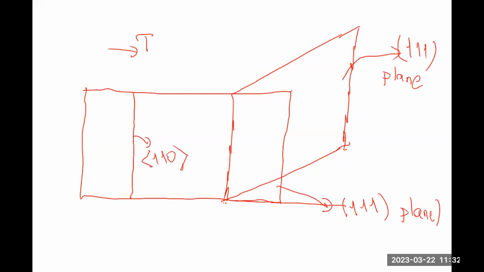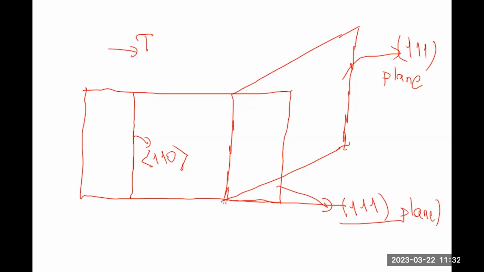In FCC, we have the planes in the 111 direction, and the direction of a dislocation is 110. This is how we start. Once we apply some shear stress, what will happen? Kaan, what will happen to this edge dislocation?